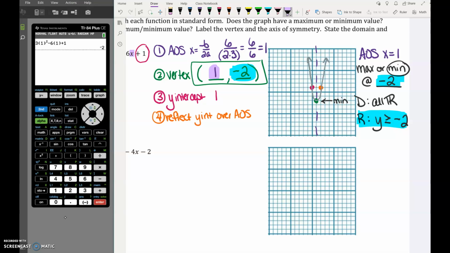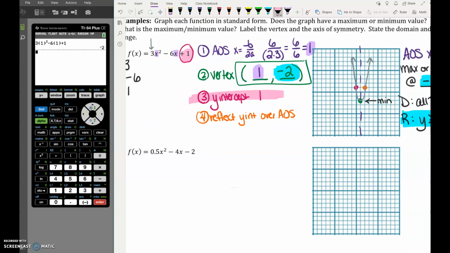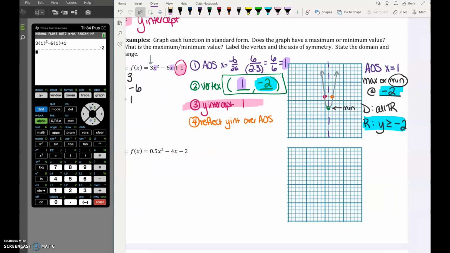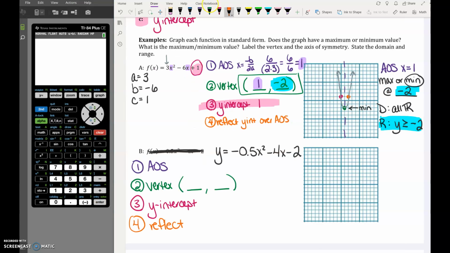Okay, so I'm going to try to highlight all of the things that are related to each other. For example, B, I'm going to change it a little bit. Basically, we're just going to stick a negative in front. So the equation is going to be negative 0.5x squared minus 4x minus 2. So we're just changing this because I want you to see one with a negative in front.